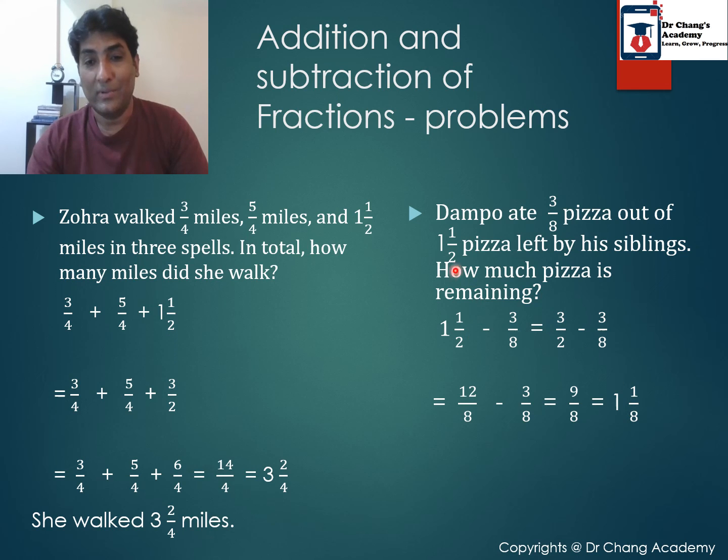Okay, and if we look closely here, out of this half pizza we can make 4/8 and Dampu ate 3/8. So 1/8 is remaining out of this half, and 1 whole is also remaining. That's why our answer is 1 whole and 1/8. So Dampu ate 3/8, but 1 whole and 1/8 pizza is remaining. So these are a couple of examples of how we use the concept of addition or subtraction of fractions.